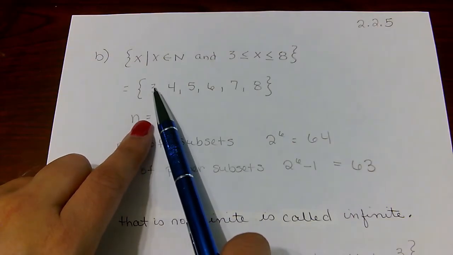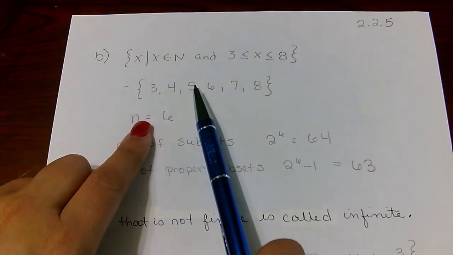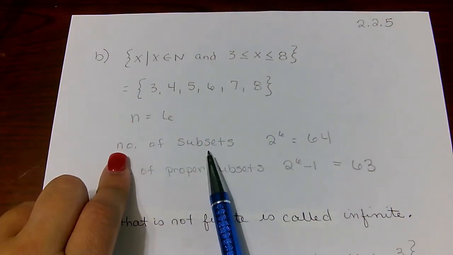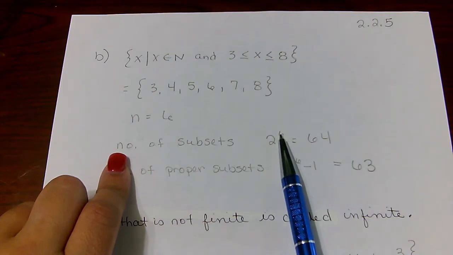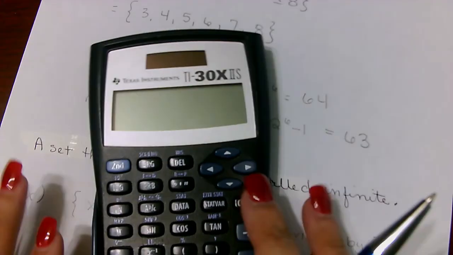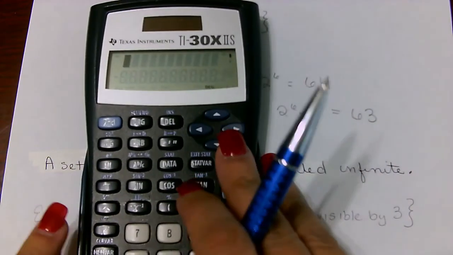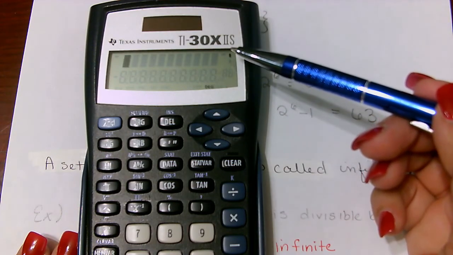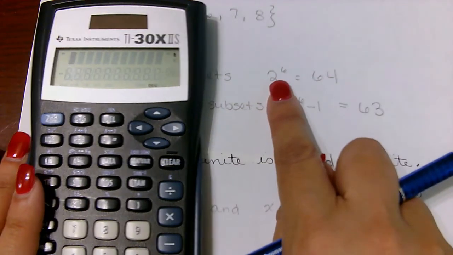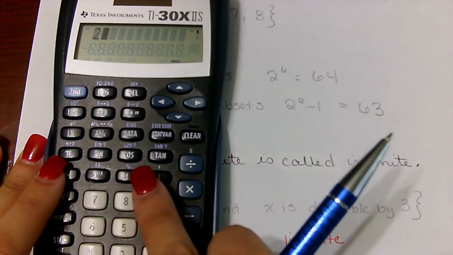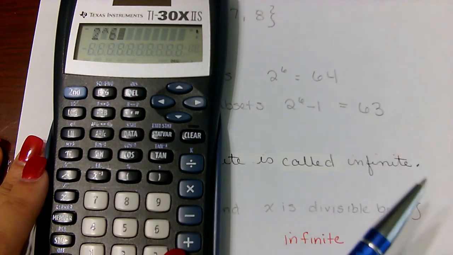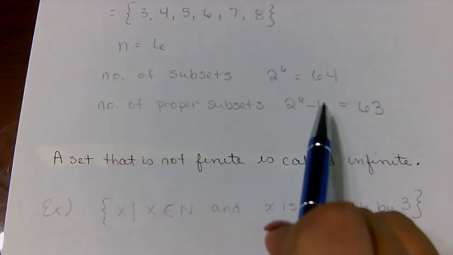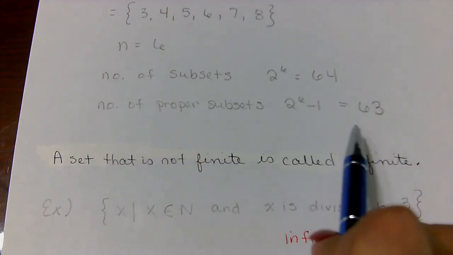Now I'm going to go ahead and count the number of elements. We have 1, 2, 3, 4, 5, 6 elements. So the number of subsets would be 2 to the 6th power, which is 64. Okay, let's go ahead and do that on the calculator. I will be using the TI-30X2S on all my videos. Okay, so we're going to do 2 to the 6th, 2 raised to the 6th power, which gets me 64. The number of proper subsets would be minus 1, so I would have 63.